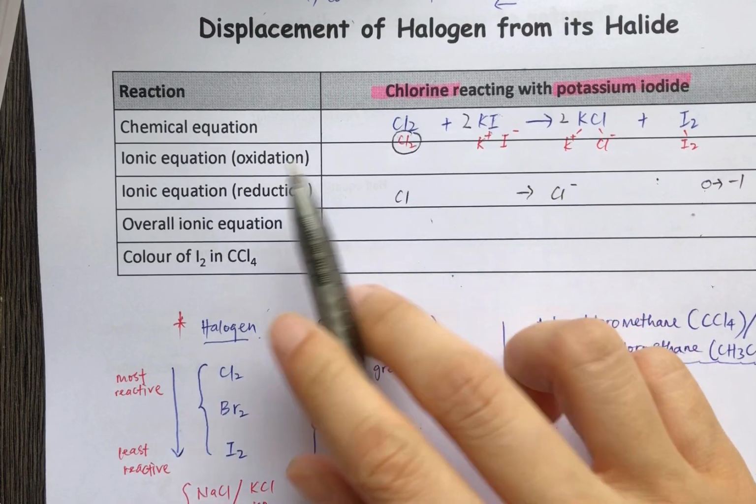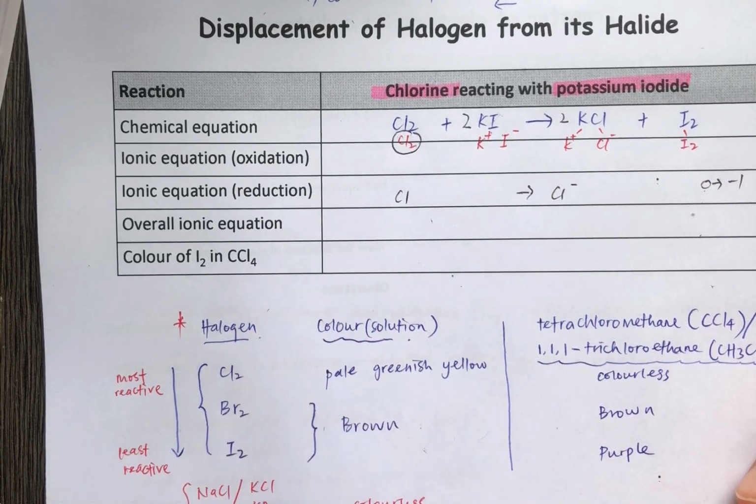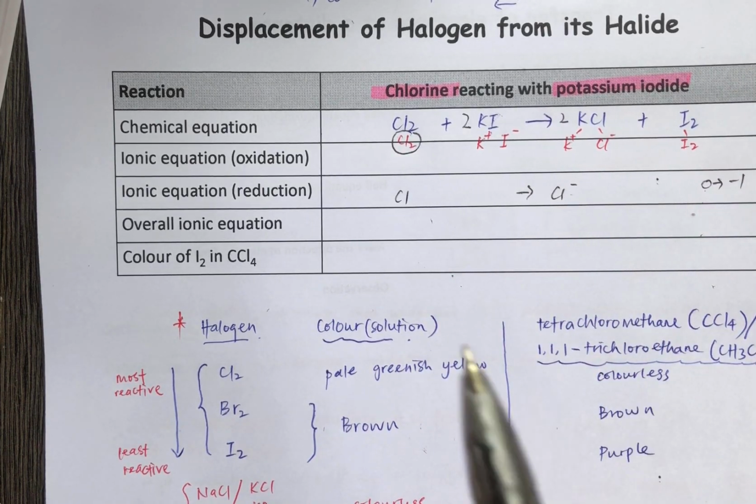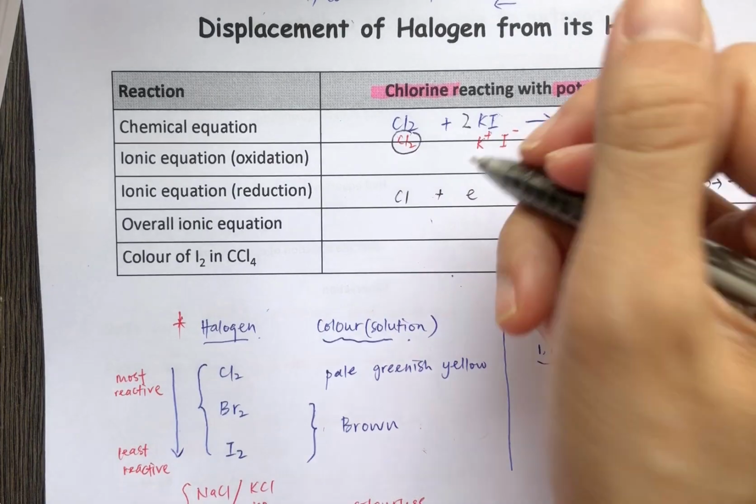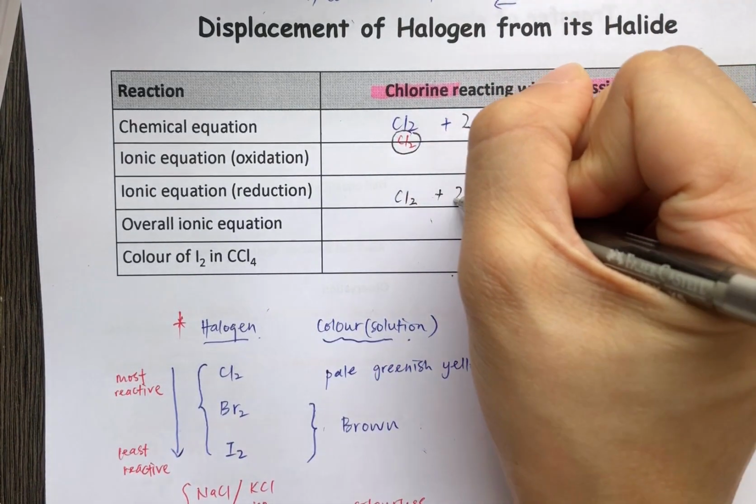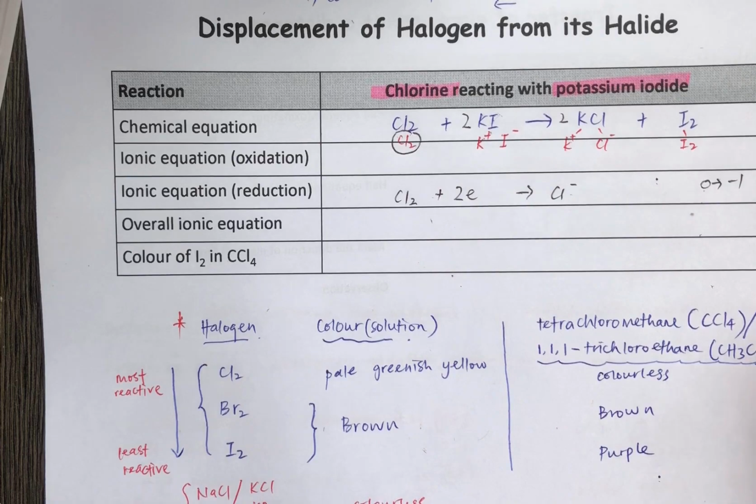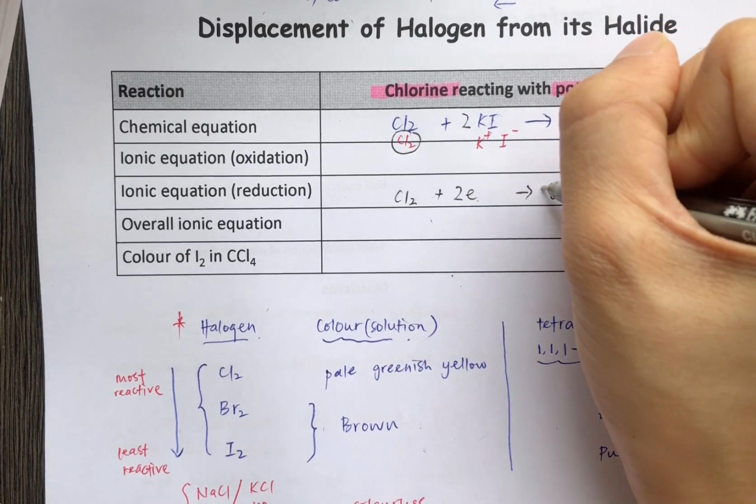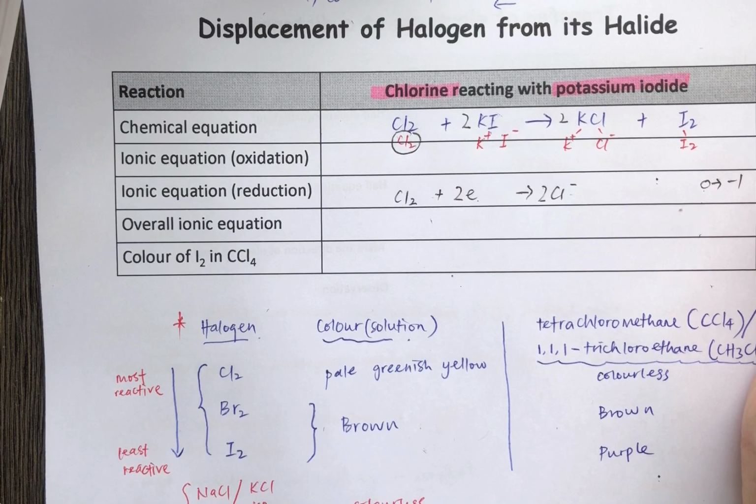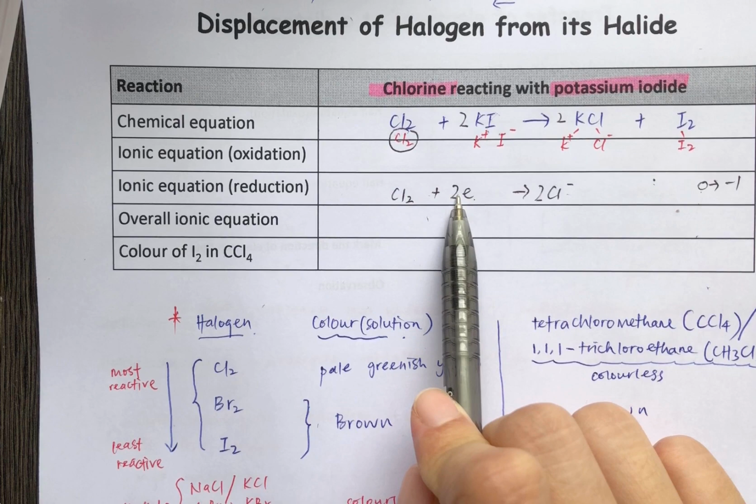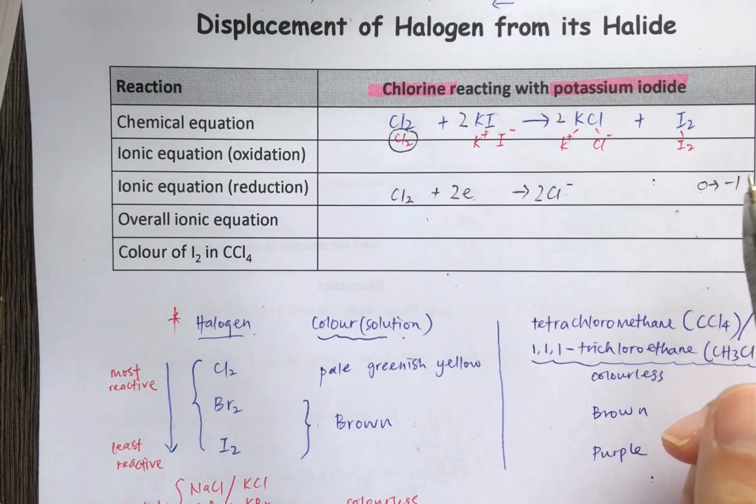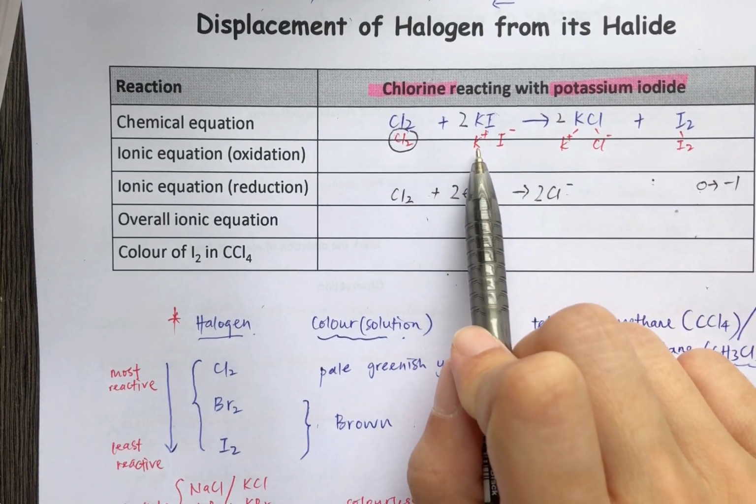How do I complete my ionic equation for this reduction reaction? Simple. Cl to Cl minus. And remember, when you complete the equation with electrons, the electron must be at the more positive side, so in this case, it is this side. Don't forget chlorine is diatomic, so I'm going to write Cl2. Since 1 chlorine takes 1 electron, 2 chlorine take 2 electrons, and I get 2 chloride. So chlorine becomes negative, so it undergoes reduction.